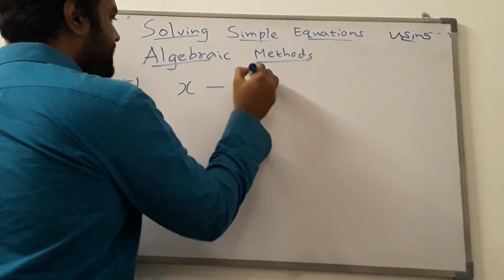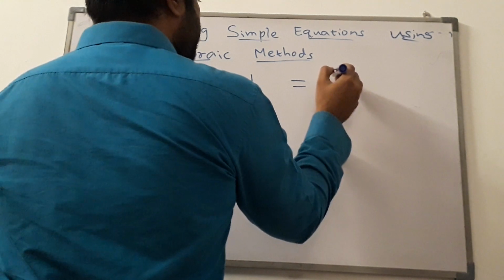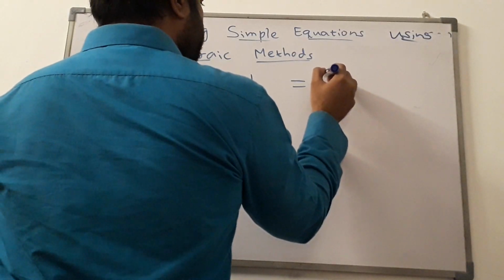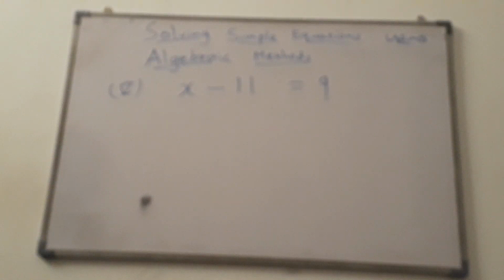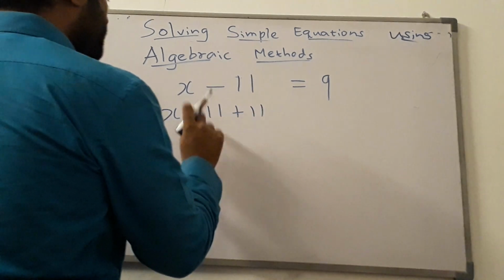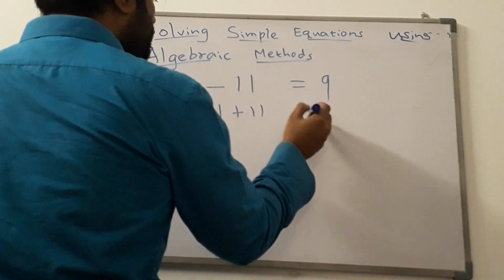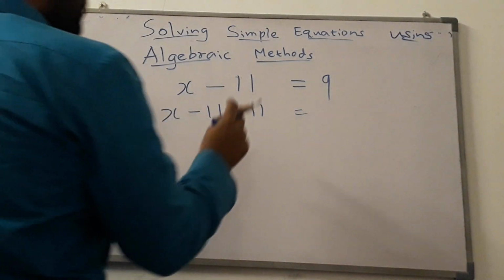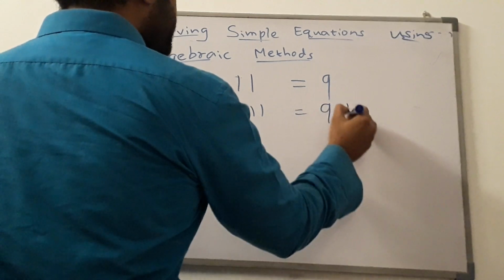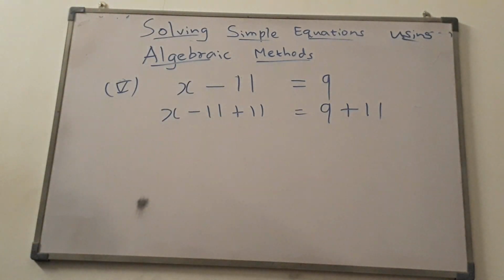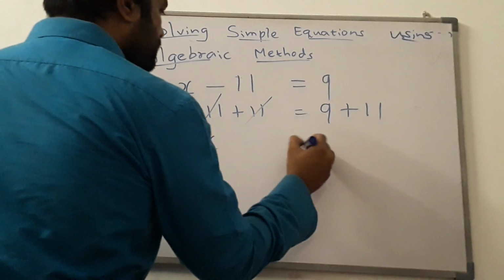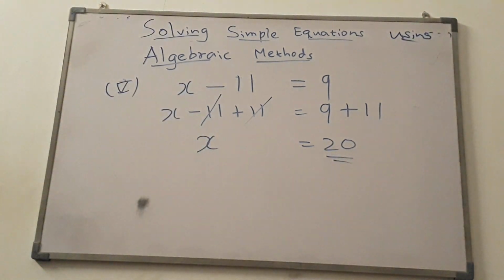x minus 11 equals 9. Okay, to remove 11, what I am going to do is I add 11. Because to remove minus 11, we have to use plus 11. If we add 11 to the left hand side, we have to do the same thing to the right hand side. So minus 11 and plus 11 get cancelled out. So x is equal to 20. So the solution for x is 20.